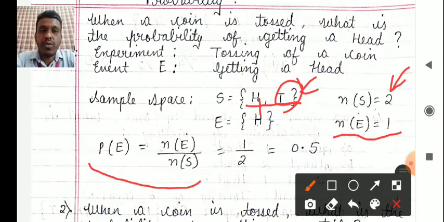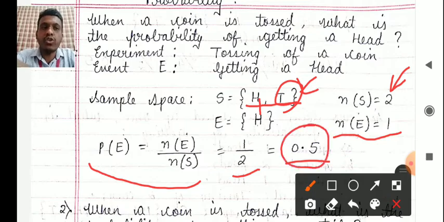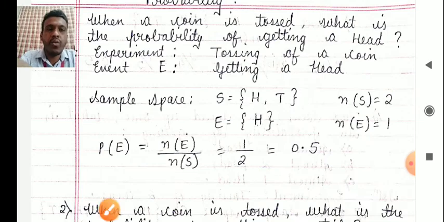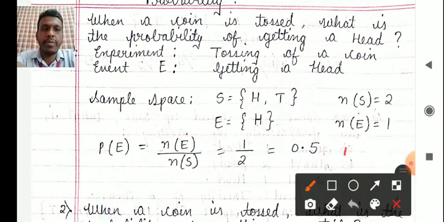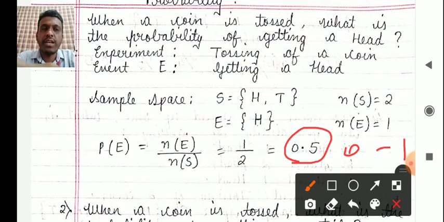So it is equal to n(E) upon n(S), which is 1 upon 2, which equals 0.5. Remember, the value you are getting should always be between 0 and 1. Is this between 0 and 1? Yes, it is between 0 and 1, so it is correct.